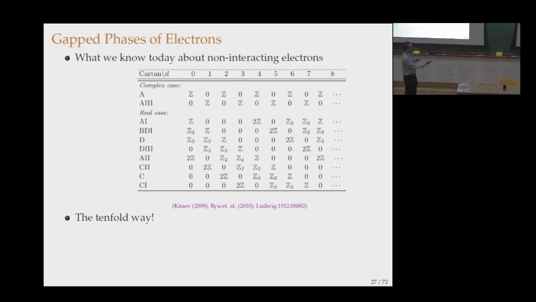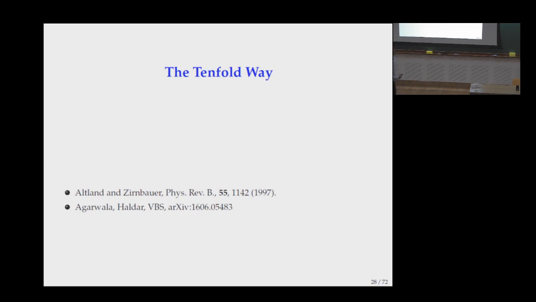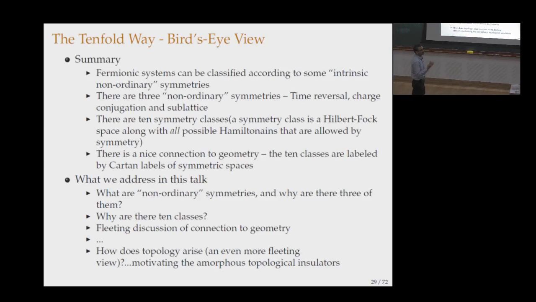This is called the tenfold way because there are 10 classes, and this is the set of insulating phases of systems in different dimensions for each symmetry class. All right. So this is what I'm going to discuss now. A very quick summary of what I'm going to do.